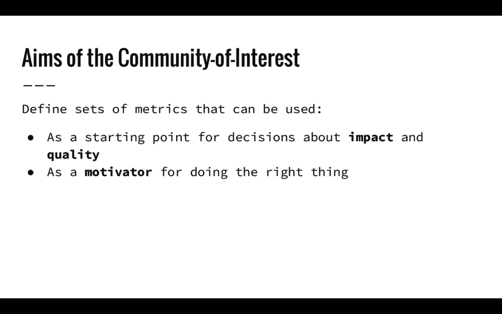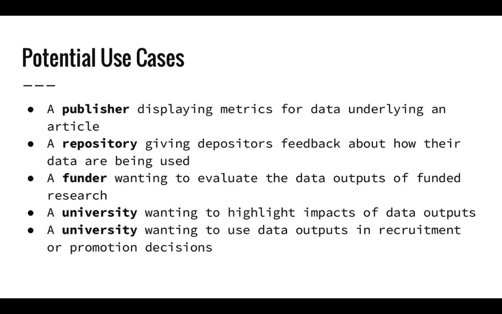So the kinds of use cases that we're interested in, I think that's on the next slide. There are several that we've identified as potential areas where we could work. One of these is, for example, publishers of academic journals might be interested in displaying metrics for the data underlying an article, to say, for example, how often it's been downloaded, to give other readers an indication of how widely applicable this data is and the level of interest that there is in it.